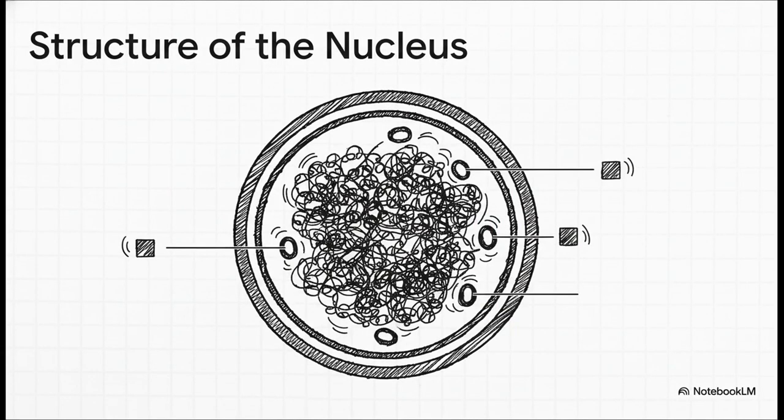The nucleus isn't just a simple blob. It has its own structure. It's surrounded by a double-layered covering that we call the nuclear membrane. This membrane has tiny little holes or pores which allow materials to move in and out. And most importantly, inside the nucleus is where we find the cell's precious genetic material.